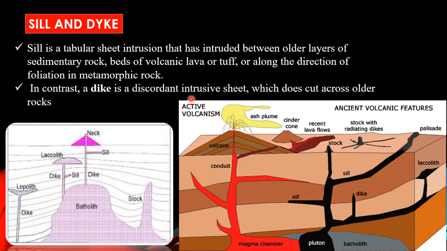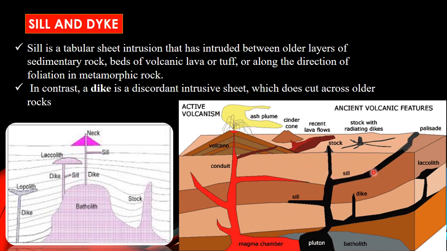Now next is sill and dike. Sill and dike is also an example of concordant bodies which form between the rock formation. We can see in this image, this is a horizontal layer which is formed between these two rock beds. This is another rock bed and this is another rock bed, and between them there is a horizontal intrusion of the magma which is known as the sill. And if you're talking about the dike, it is a vertical formation or vertical intrusion of the magma which is known as the dike. So don't be confused between sill and dike.